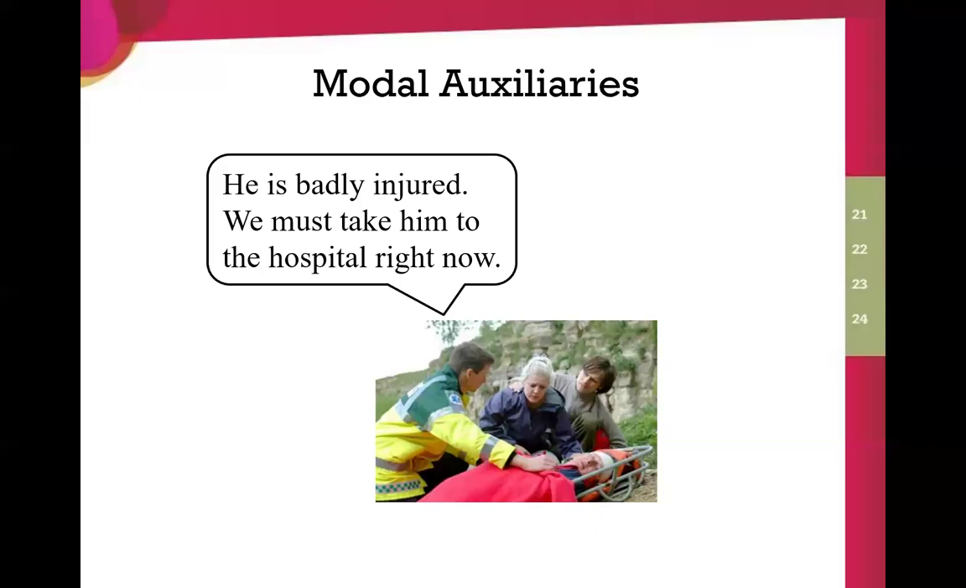Modal auxiliaries. The first sentence says that he is badly injured. Here we can see "is." We must take him to the hospital right now. "Must" is also an auxiliary here. This is the second sentence.